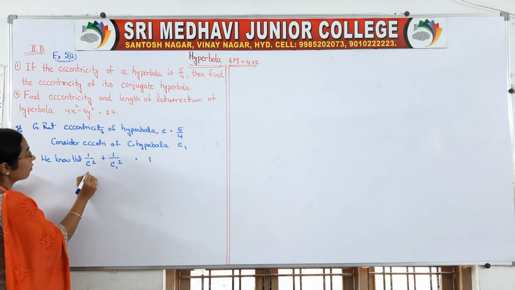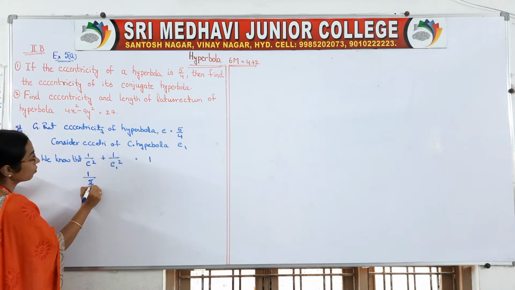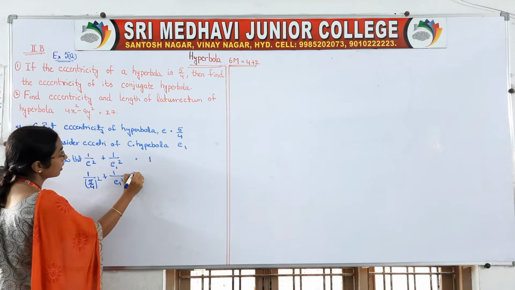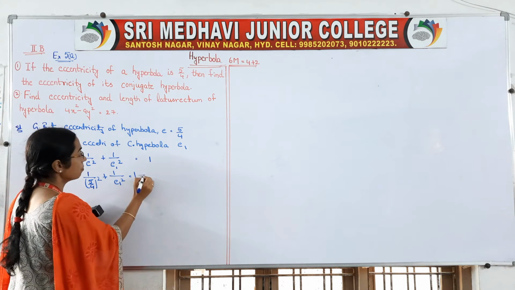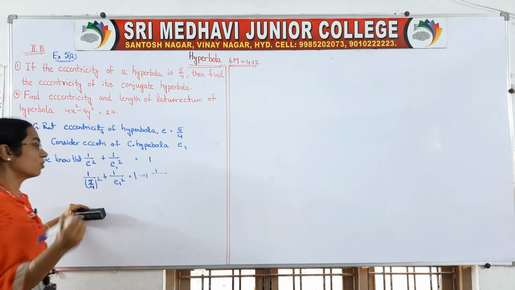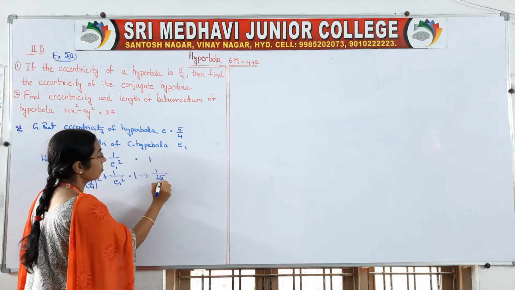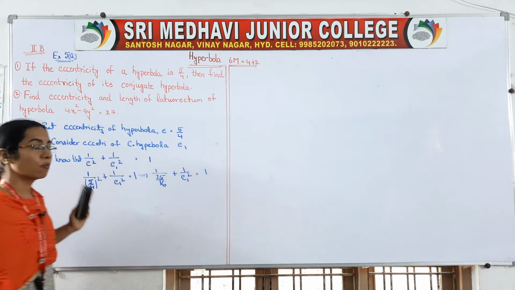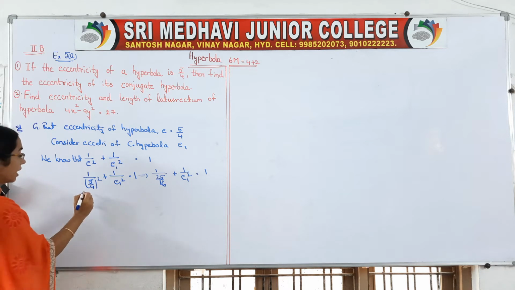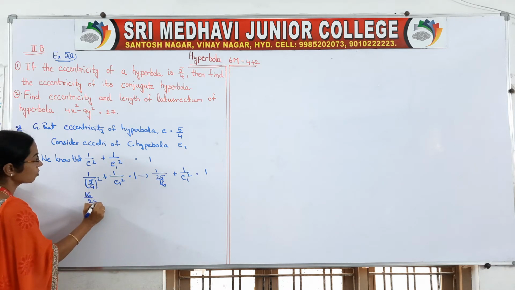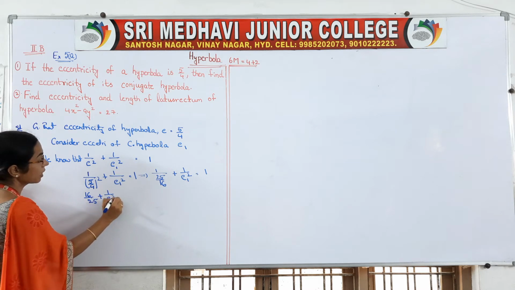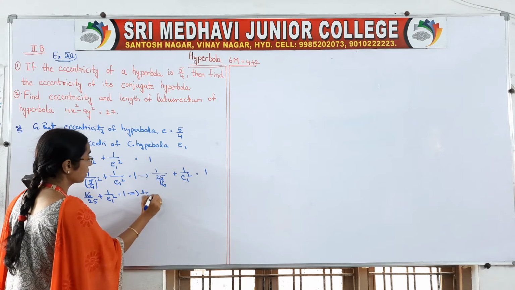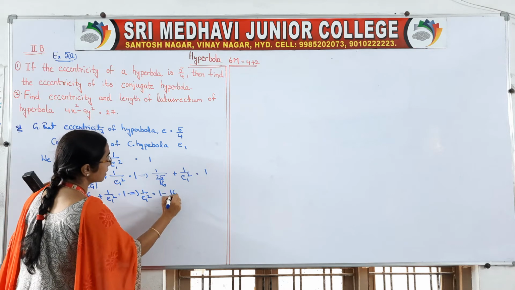Here E is 5/4, given to you. So (1 by 5/4) whole square plus 1 by E1 square is equal to 1. 1 by 5/4 whole square is 16/25, so 16/25 plus 1 by E1 square is equal to 1. Now 1 by E1 square is equal to 1 minus 16 by 25.